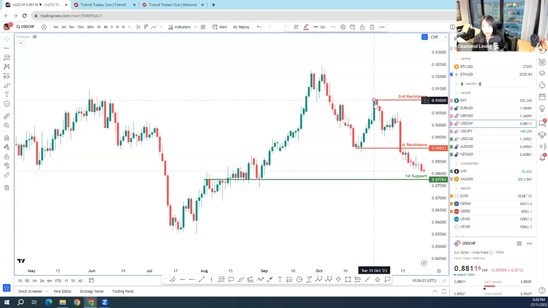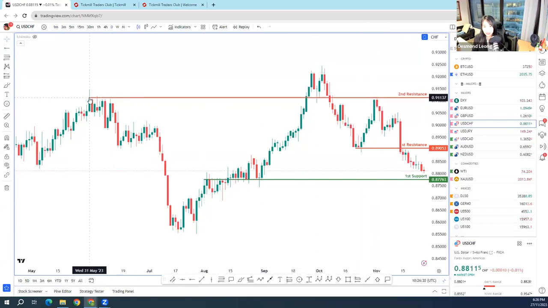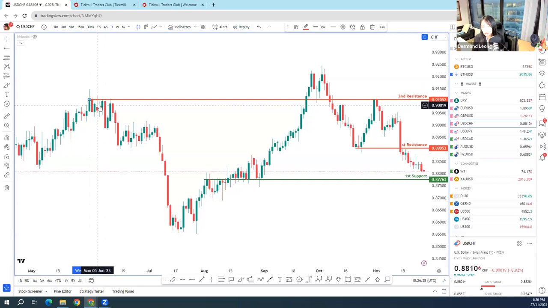So let's say you want to take this line. After you've chosen this resistance level, you can pull the line longer and try to see if it connects more. So in this case, it connects more wicks over here. So the more wicks you connect, the stronger the support or resistance is. Okay, I hope I've answered your question.